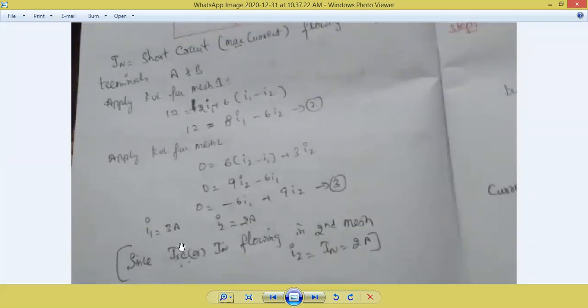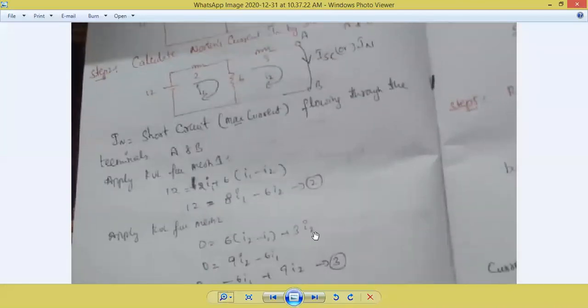So what are the values we are getting? I1 equals 3, I2 is equal to 2 amperes. But my aim is to calculate the Norton's current or short circuit current. Now you see the circuit. Short circuit current is flowing in the second mesh and its arrow mark is shown downwards. Always it is taken downwards, Norton's current. I2 and IN both are in the same direction. Therefore, since the short circuit current flows in the second mesh, I2 is equal to Norton's current equal to 2 amperes, because we got mesh 2 as 2 amperes.